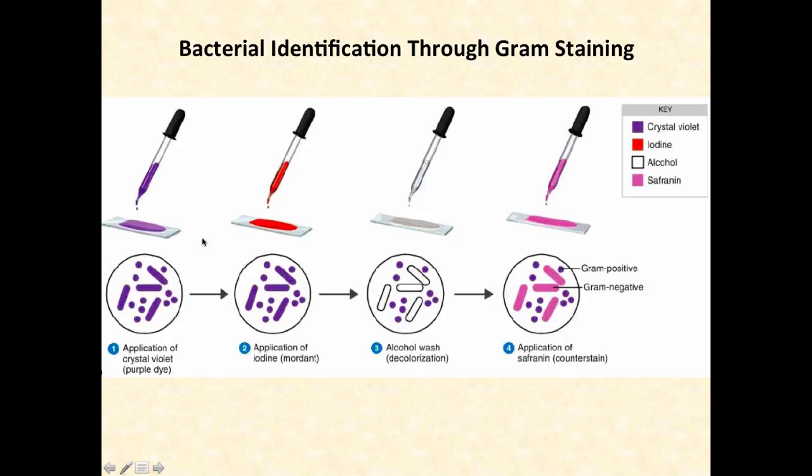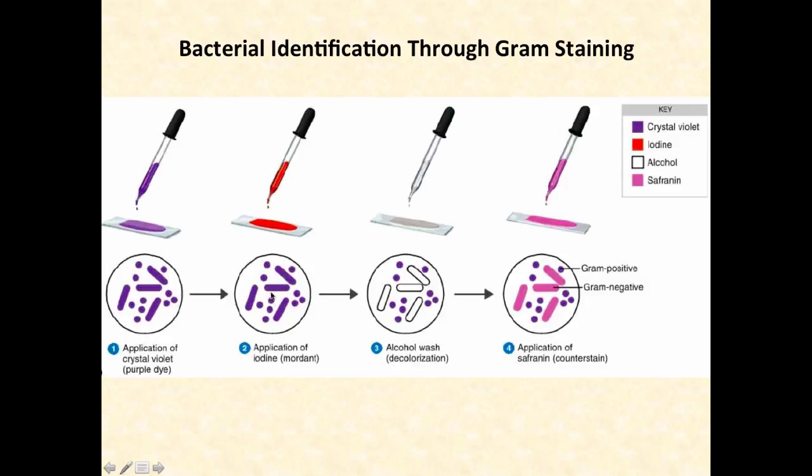So very briefly, we've got our culture, we've got our sample of bacteria on this slide, and we're going to apply first a dye called crystal violet. Okay, so it's purple in color. And as you can see, we've got a variety of bacteria here, some bacilli, some cocci, and they all get dyed purple in this first step.